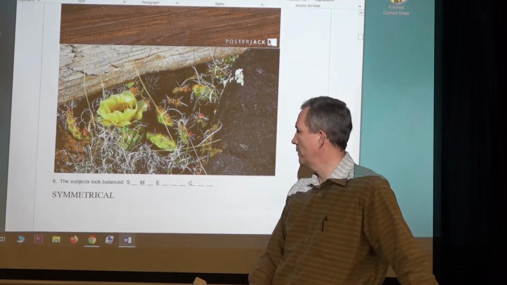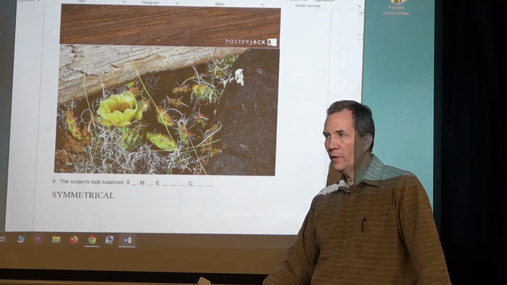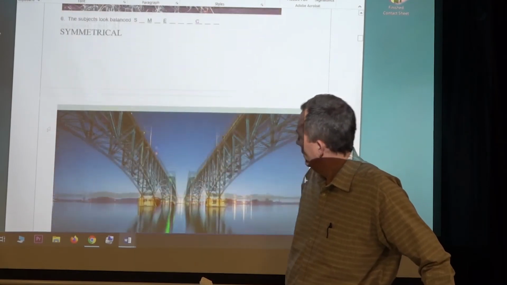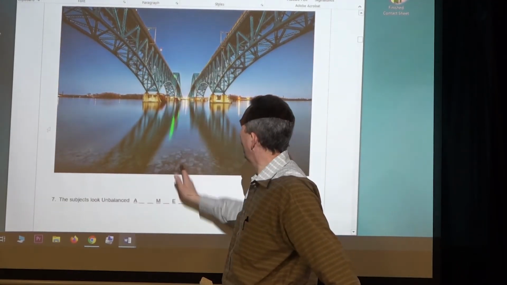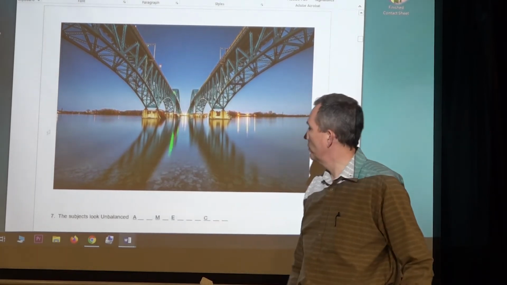Anyway, now we got the word you can't spell, except I wrote it up there. Symmetrical. What does symmetrical look like? It's even. You guys all get it. Go ahead and scroll down. Basically, it's like putting a mirror right in the middle there. Each side mirrors each other. That's a cool photo.